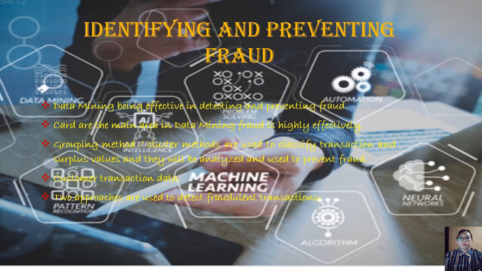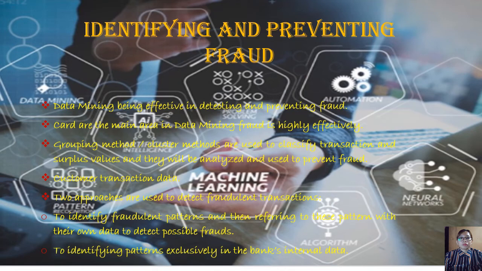There are 2 approaches used to detect fraudulent transactions. First, to identify fraudulent patterns and then compare these patterns with their own data to detect possible fraud. Second, to identify patterns exclusively in the bank's internal data. Customer transaction data is recorded and analyzed. Then the transaction patterns are established based on the result, and if significant deviations from this pattern are identified, an alert or warning about the possibility of fraudulent transactions is generated.